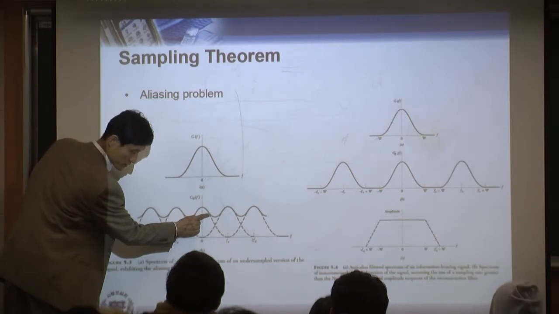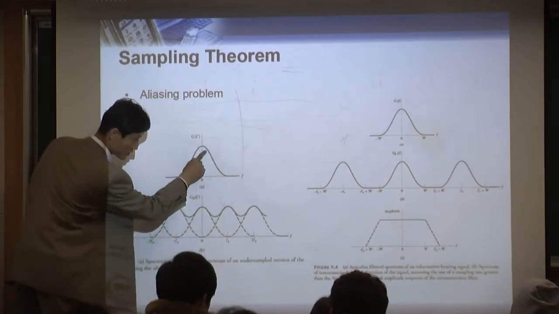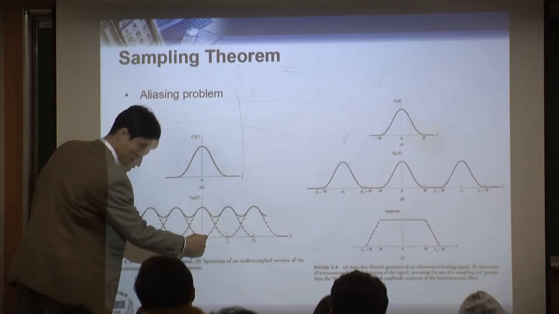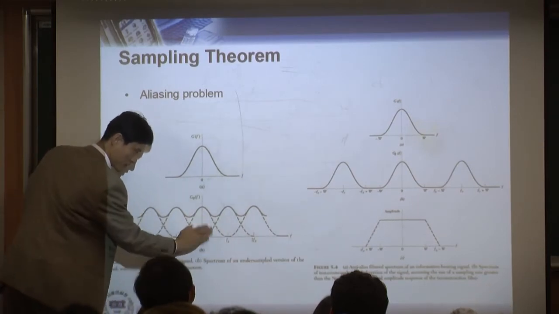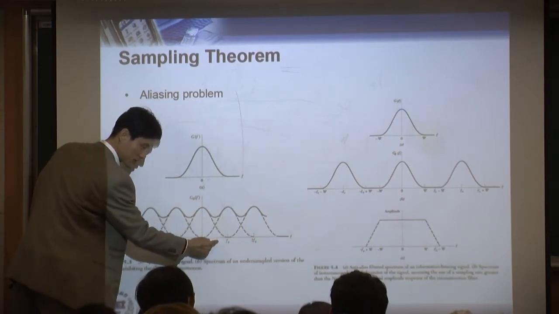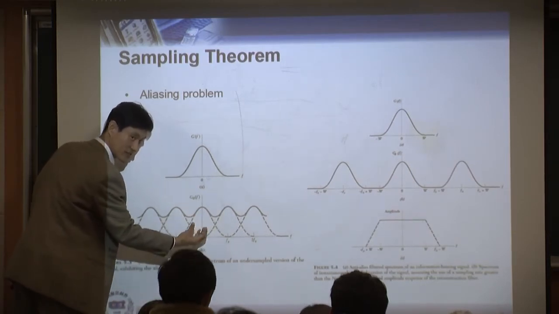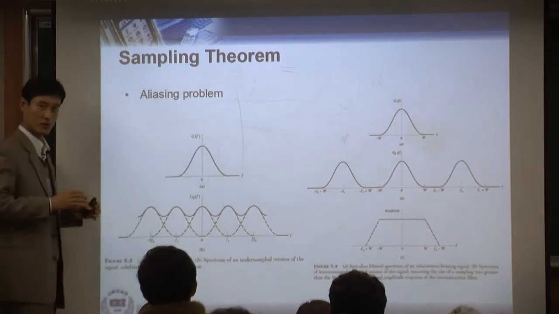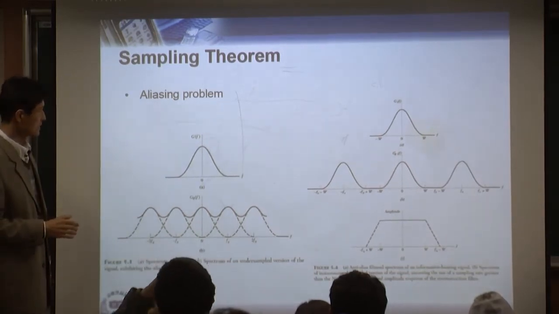See here, originally your shape looks like it's going down like this, but because of the image, this one flips over and is added. That's why it goes up like this, because this part is added. Now you have a high value, something like this, right? You can never recover this. So that's aliasing.